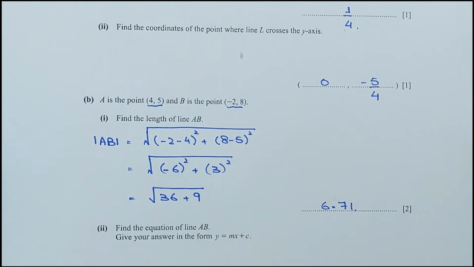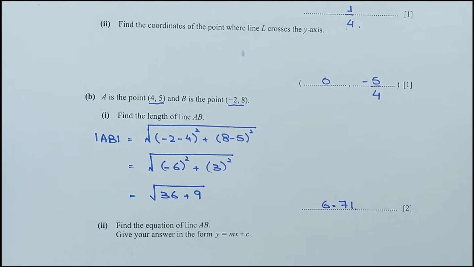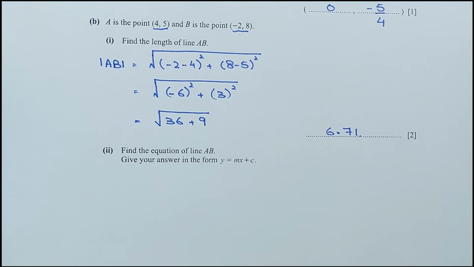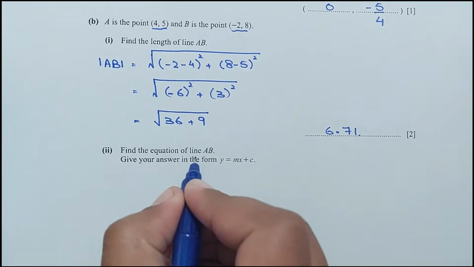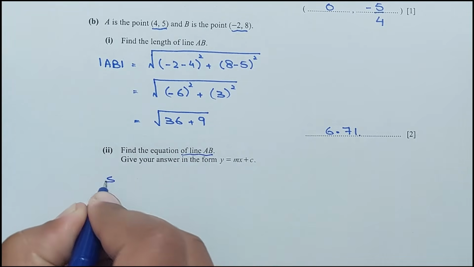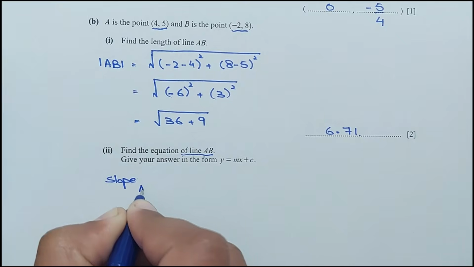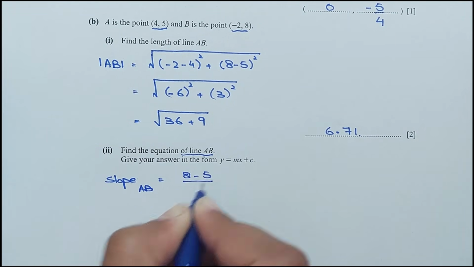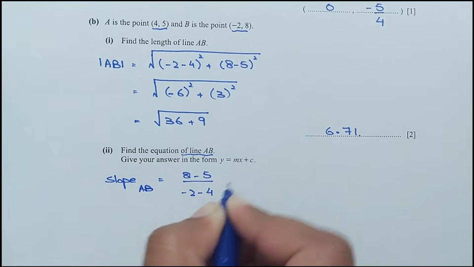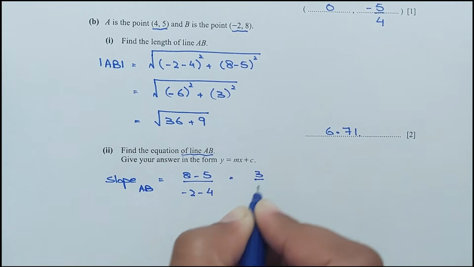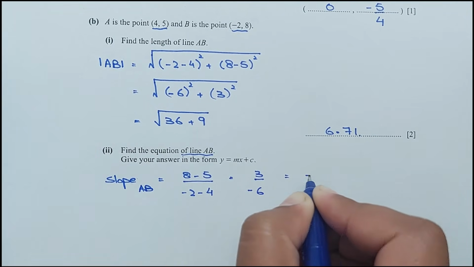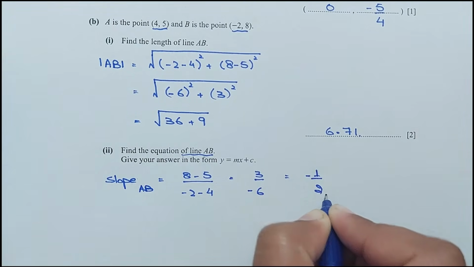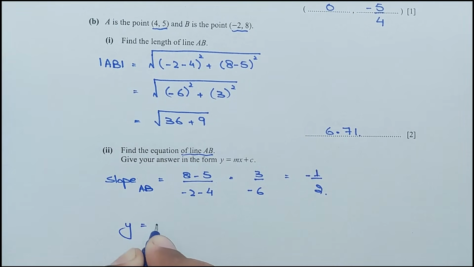Right. Now for the second part, find the equation of line AB, in the form of y equals to mx plus c. So for this, we have to find the slope of AB. Okay, y2 minus y1 over x2 minus x1. 3 over -6, so -1 by 2 is the slope. So y equals to -1 by 2x plus c.